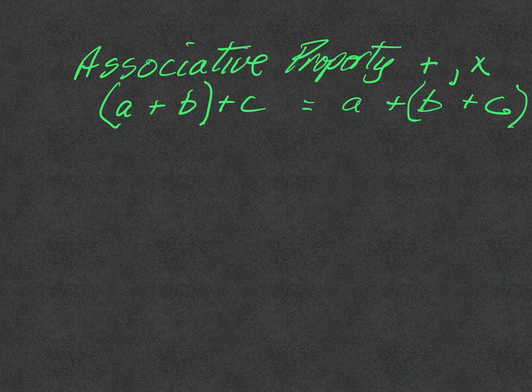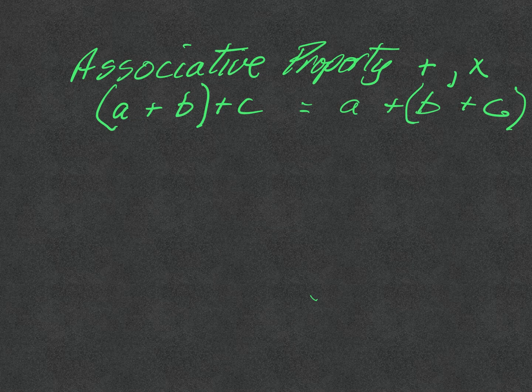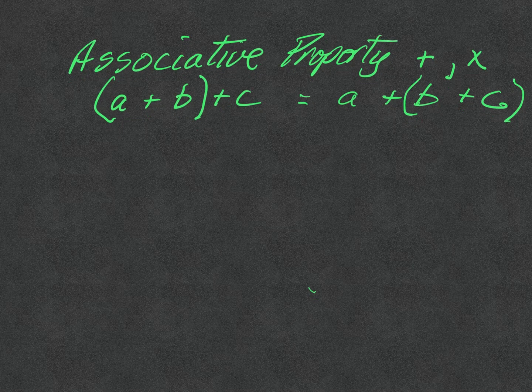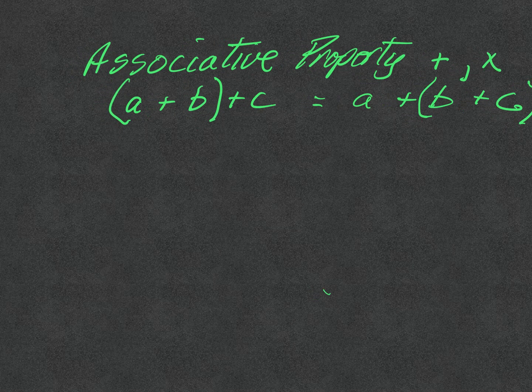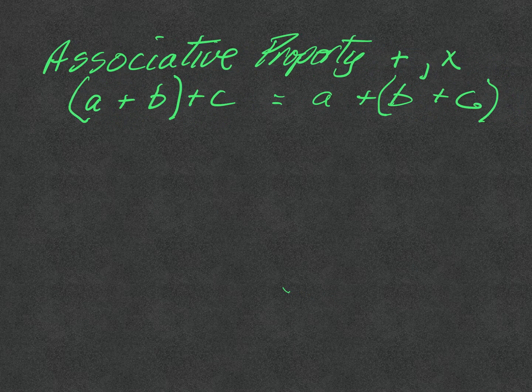Commutative moves actual numbers. Associative doesn't move the numbers. It moves which ones we group together. That's pretty cool. All right? Now, this works for multiplication as well. A times B times C is equal to A times B times C. All right? Now let's go back to that problem I had earlier.